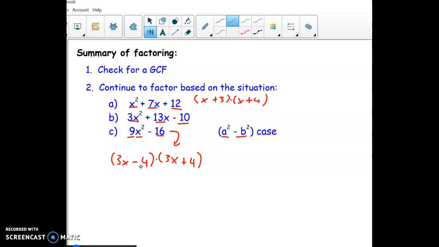If we were to FOIL it out, we could see that we'd get, if I draw this out here, we'd get the -16 from here, and the 9x squared from those two. And then the middle 2 terms would actually be 12x and -12x. If you look right here and right there, that's -12x and +12x. That's why there's essentially 0x in the middle. So you don't have the middle term like you do in the other ones.